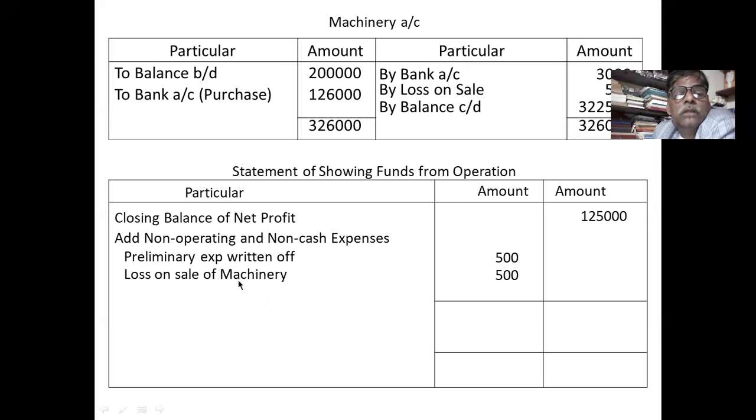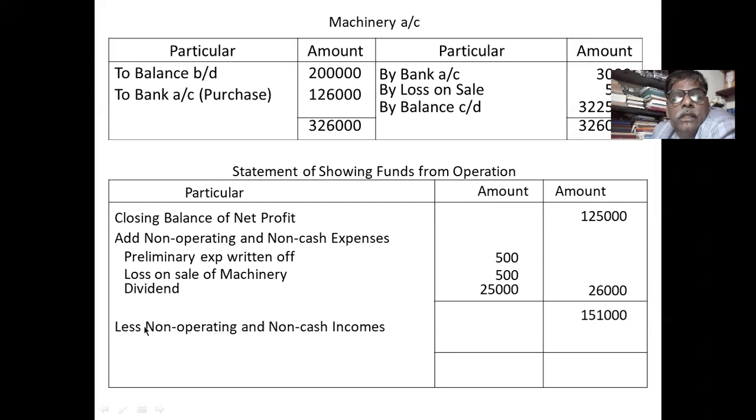Then the next item is loss on sale of machinery. You see this account: in the machinery account, loss on sale is there. This is non-operating. Then next is dividend. Dividend paid as per adjustment. This is non-operating. These are the items related to non-operating. You take the total. Total is 26,000. You add 26,000, and the next heading is less: non-operating and non-cash incomes. There are no non-operating or non-cash incomes. Only one thing is there, that is the opening balance of profit.